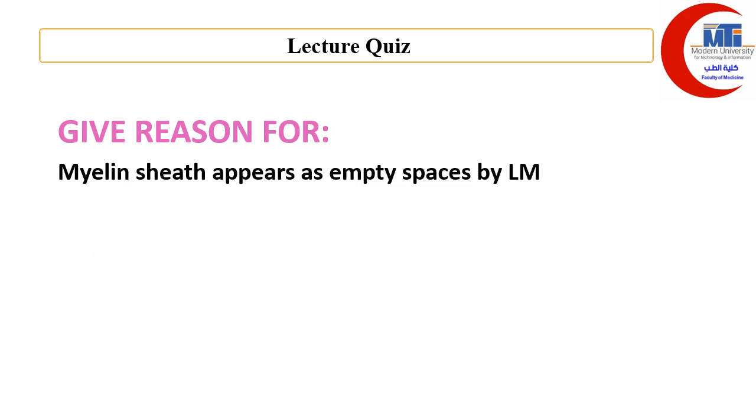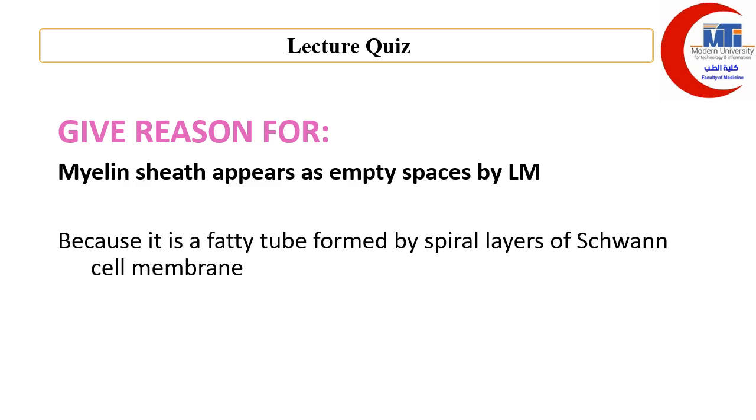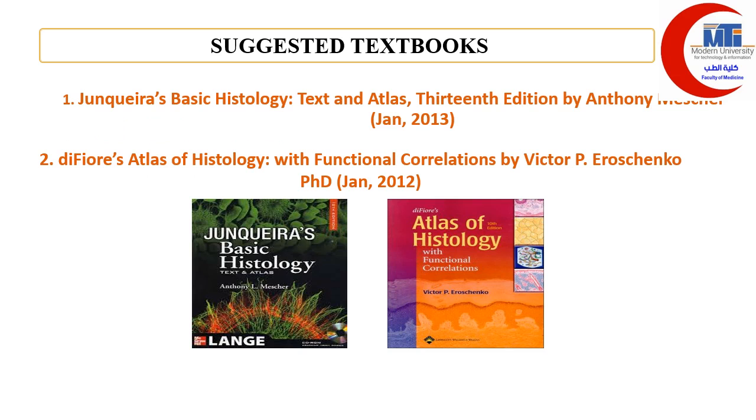Give a reason why myelin sheaths appear as empty spaces by LM. Because they are dissolved. Myelin is a fatty tube formed of spiral layers of Schwann cell membrane, and the cell membrane of the Schwann cell is formed of lipids, so it is dissolved by H and E. This is the textbook, and you can refer to your lecture notes by Dr. Ghada.